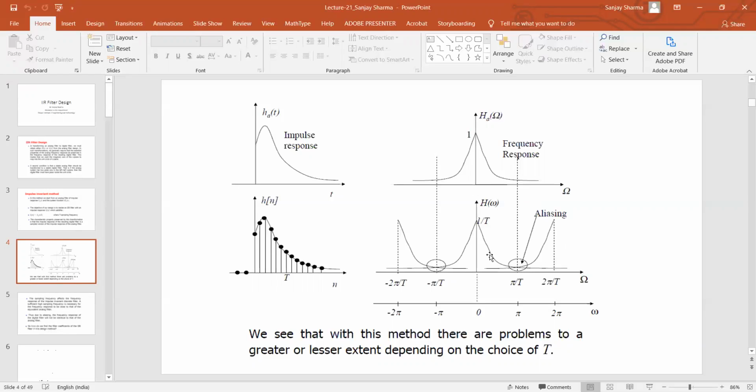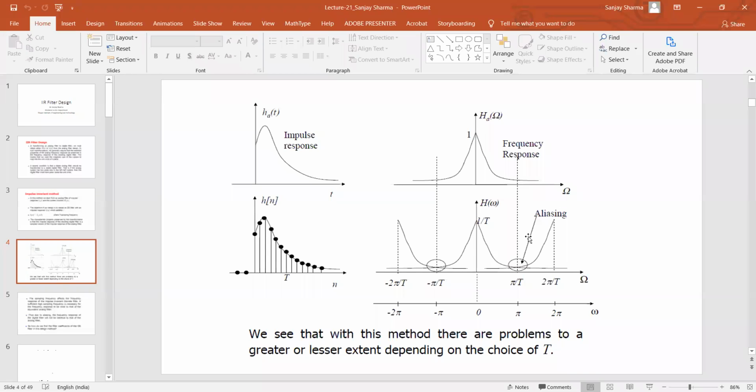That means the nearby, consecutive digital spectra may interfere with each other, resulting in folding frequency and all that. We have already discussed those things. Aliasing problem is there, right? Now, how can we avoid aliasing?